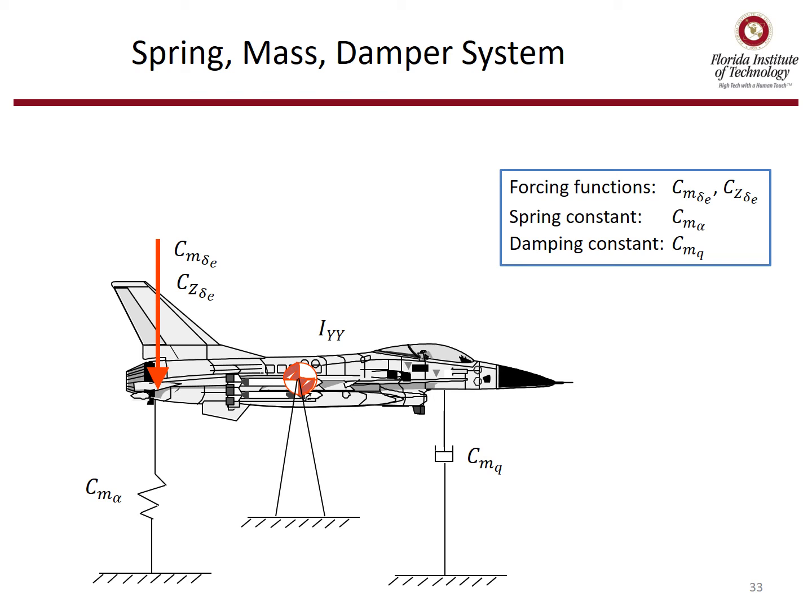So we can look at the airplane as a classical spring mass damper system, where we have a spring constant, in this case the stability derivative Cm alpha. Then we have a damping constant, in this case our Cmq derivative. And then we have forcing functions of Cm delta E or Cz delta E. But it's a spring mass damper system that rotates and pivots about the center of gravity.